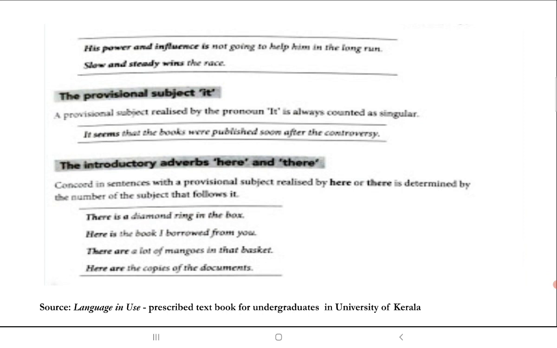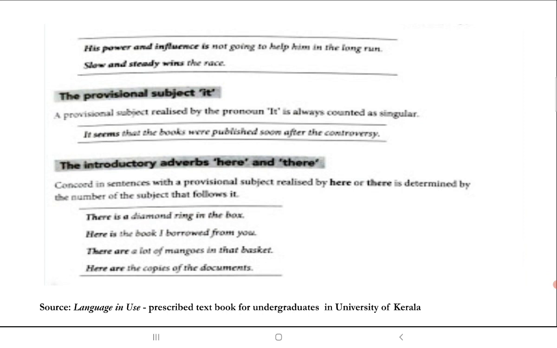Now, the usage of the provisional subject it. A provisional subject realized by the pronoun it is always counted as singular. So that is a rule you need to learn by heart. For example, it seems that the books were published soon after the controversy.